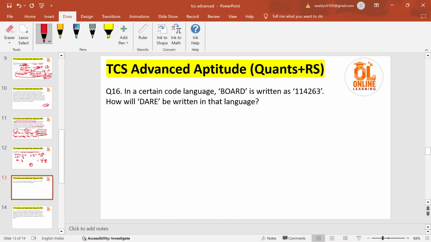So now we have a question. In a certain language, board is written as this. 1, 4, 2, 6, 3.